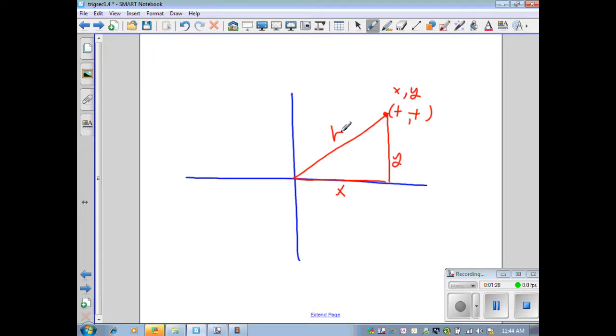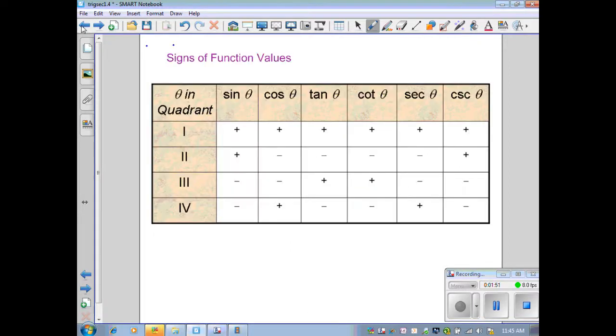So in this situation, my x is positive, my y is positive, and in all situations, my r will always be a positive number, since it is a length or a distance from the origin to a point on the terminal side of an angle. With that in mind, let's go back to the diagram before.